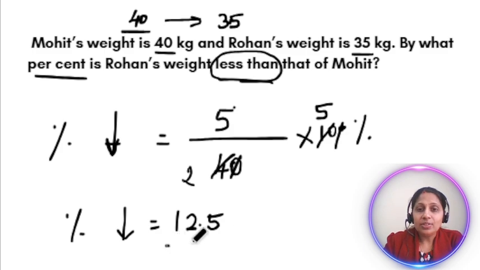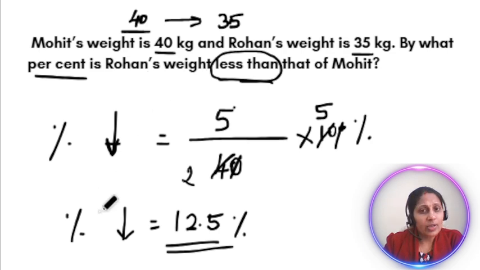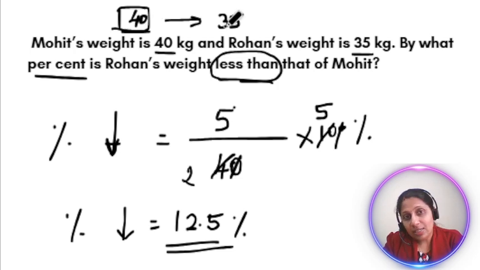Okay. So this is the percentage decrease. 12.5% is the decrease of Rohan's weight. I hope you understand. Just find the difference. If it is a decrease, then the value you have to give is the initial value. The value will be bigger, right? Then only it can decrease and become a smaller one. Let's try one more problem on this.